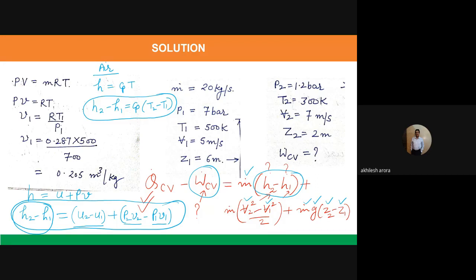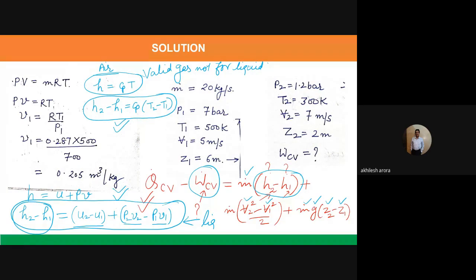The other would be difficult, but we will be using that equation when we have liquids, because in the case of liquids this equation is not valid. It is valid for gas, not for liquids. For liquids I have to use the equation h2 minus h1 is equal to u2 minus u1 plus P2v2 minus P1v1. Okay, so I have used both methods to calculate the value of h2 minus h1.